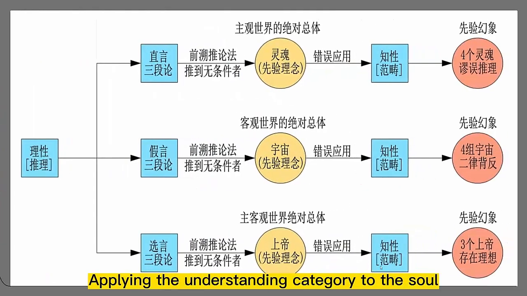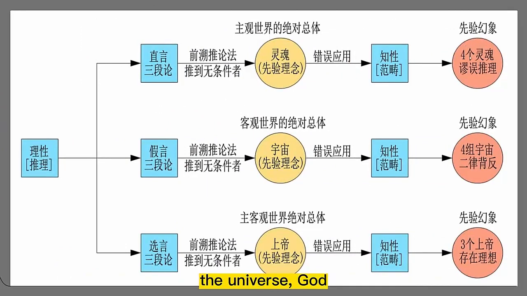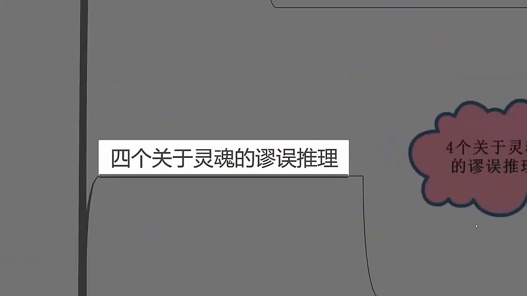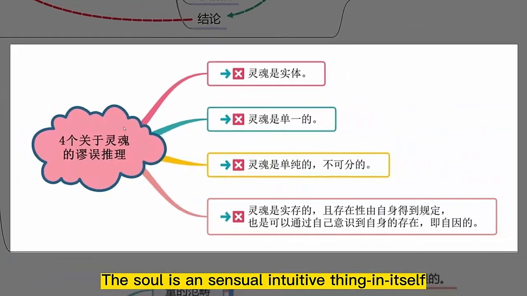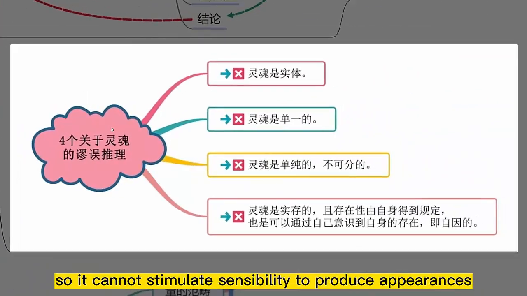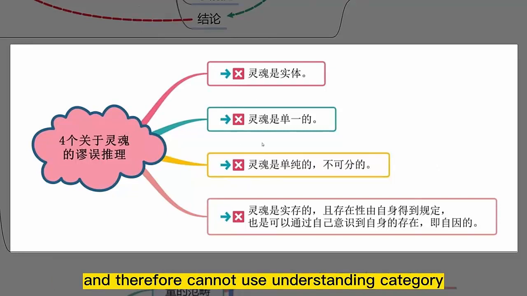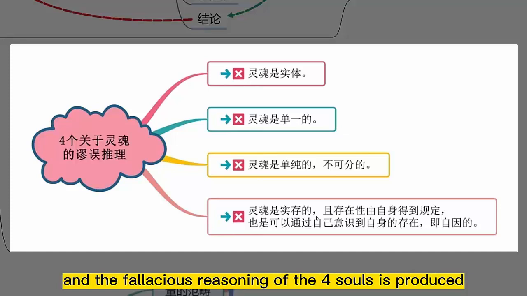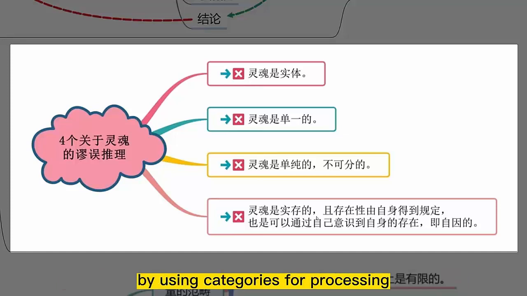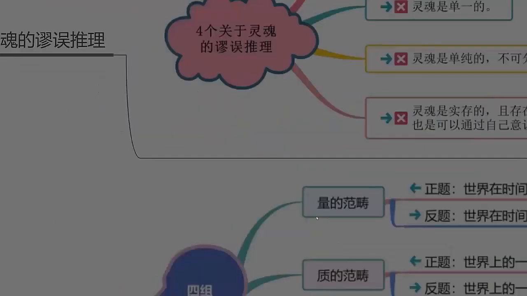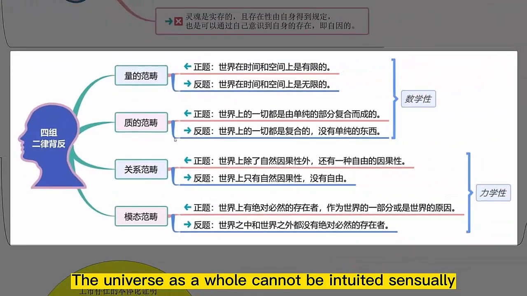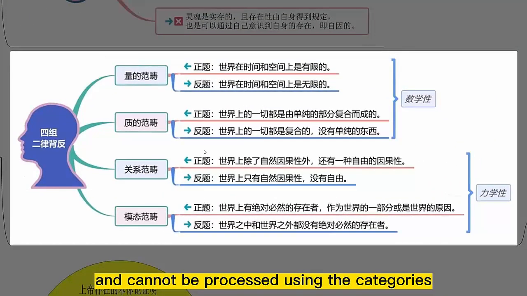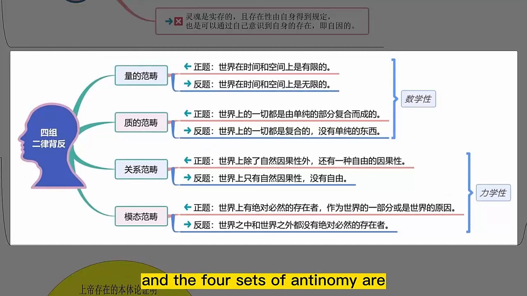Applying the understanding category to the soul, the universe, God, produces transcendental illusion. The soul is a non-sensual intuitive thing in itself, so it cannot stimulate sensibility to produce appearances, and therefore cannot use understanding category to deal with it, and the fallacious reasoning of the four souls is produced by using categories for processing. The universe as a whole cannot be intuited sensually and cannot be processed using the categories, and the four sets of antinomy are also generated using the categories.